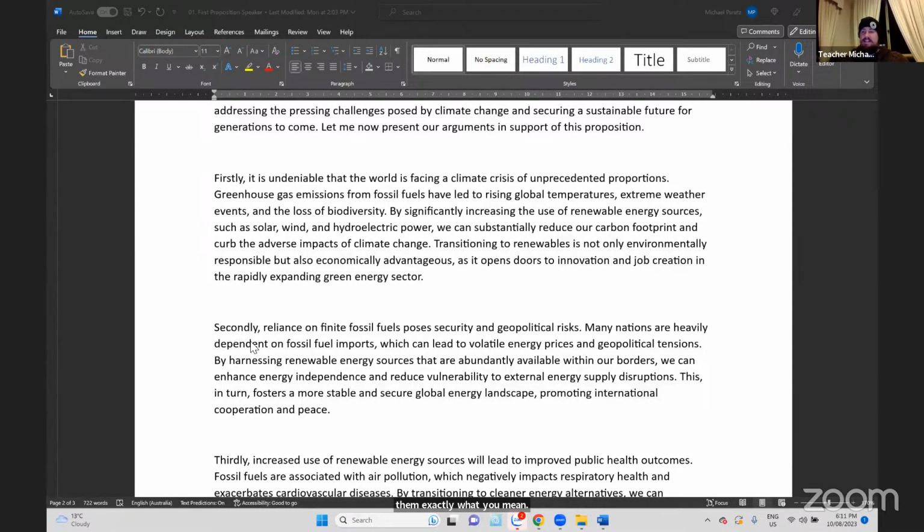Signposting here. Secondly, we go into our second issue. So that was our first, this is our second. Next, our second argument is national security and making sure that we have a stable source of energy. So we've given our second argument. And again, it goes through a teal paragraph.